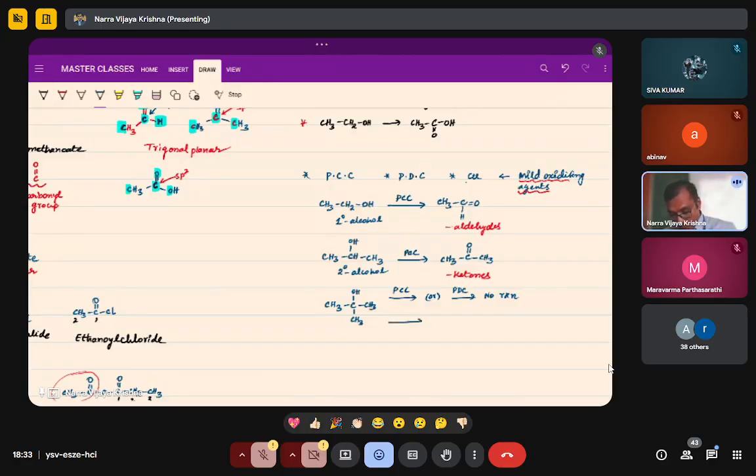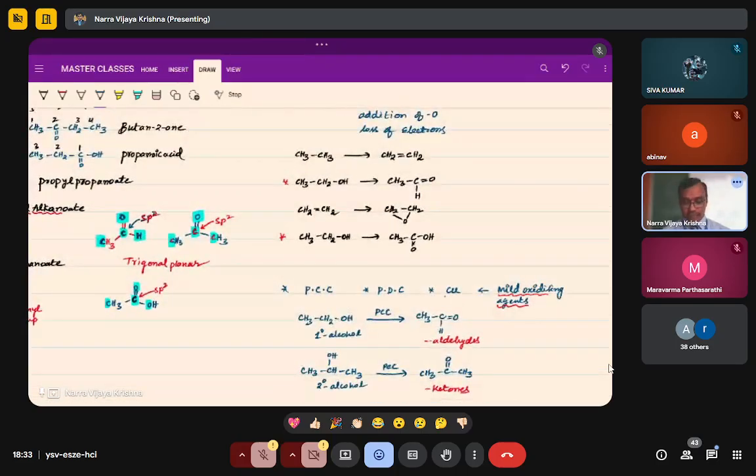If it is copper on heating, then instead of dehydrogenation, it will undergo dehydration. What do you mean by dehydrogenation? Removal of hydrogens is called dehydrogenation. Is it removal of hydrogens here or not? Right? So removal of two hydrogens is called dehydrogenation.